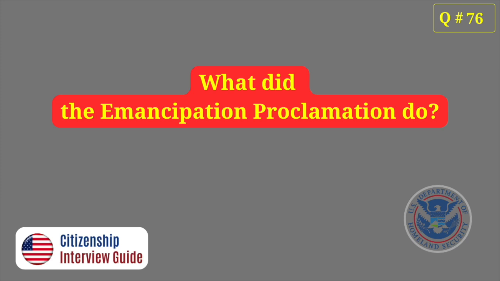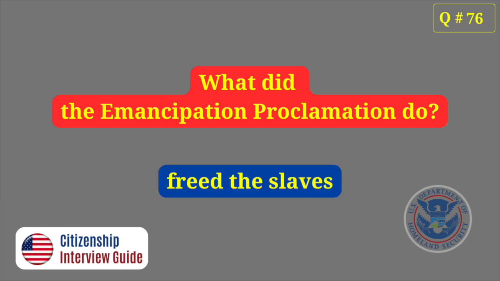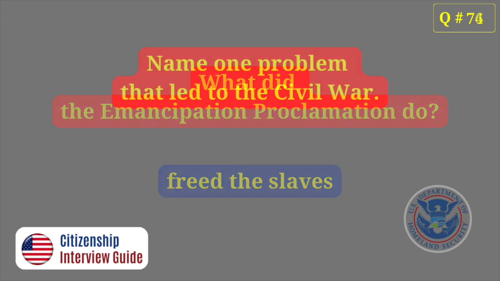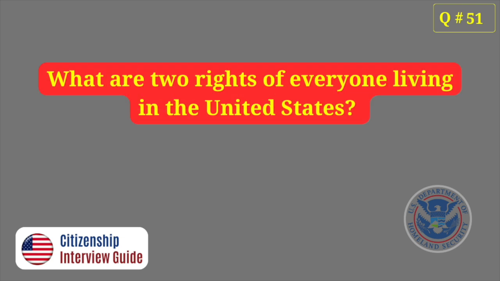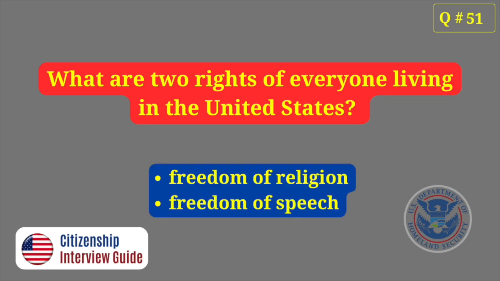What did the Emancipation Proclamation do? Freed the slaves. Name one problem that led to the Civil War. Slavery. What are two rights of everyone living in the United States? Freedom of religion. Freedom of speech.